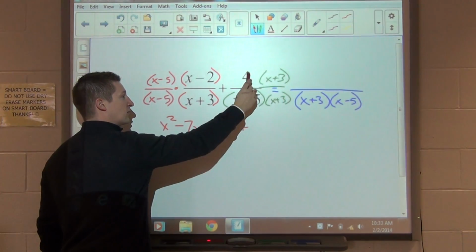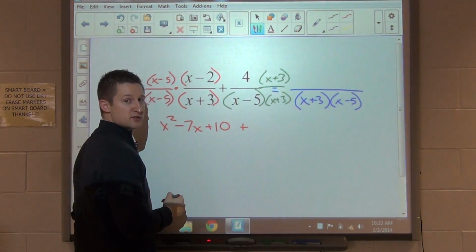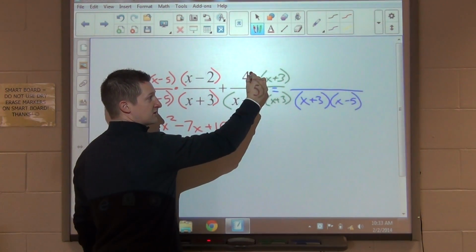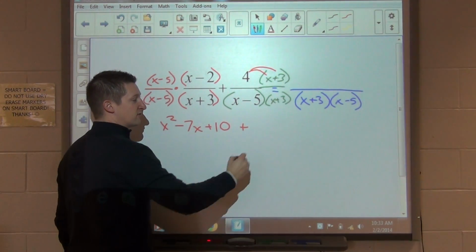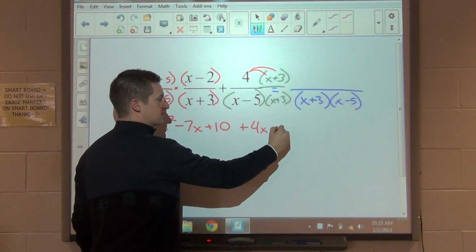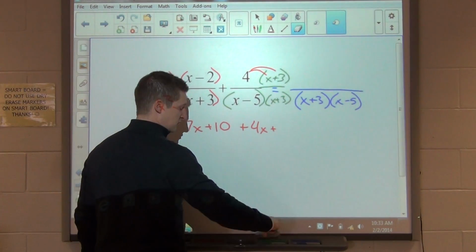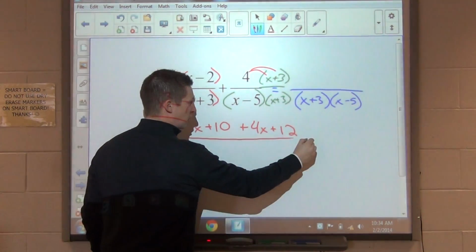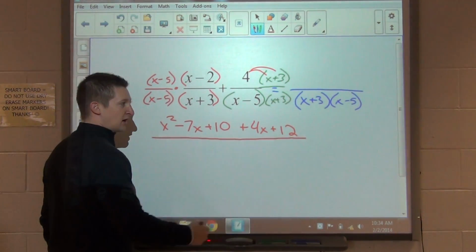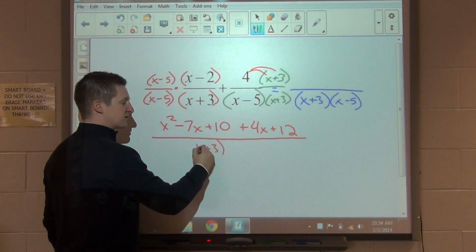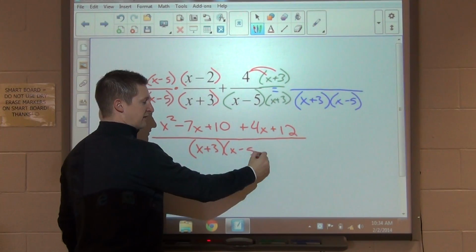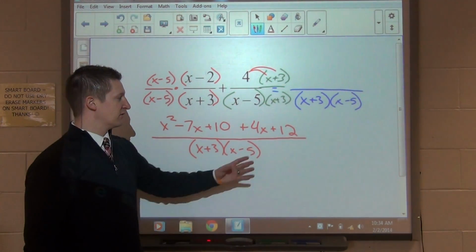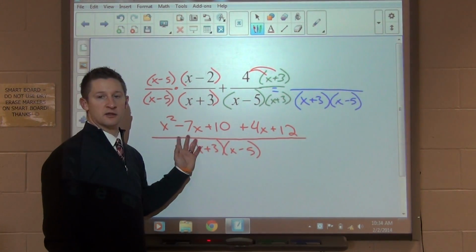Plus, whatever I get when I take these two expressions and multiply them together. Well, this is simply distribution. 4 times x and 4 times 3 gives me 4x plus 12. All of these terms are over that common denominator that we wrote down before, which is x plus 3 times x minus 5. At this point, all we have left to do is to add any like terms that we have in our numerator.